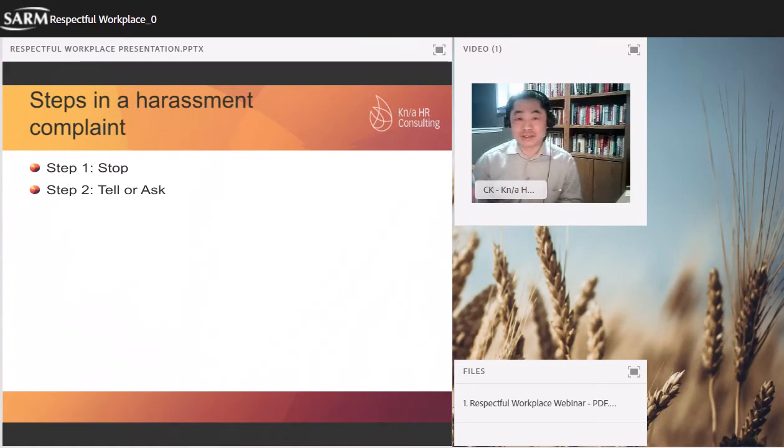The second step here is tell or ask. Typically your policy is going to tell you who to tell, who you should approach if something happens. And the person who is receiving that information should be neutral and empathetic, because there are always two sides to everything. Get the facts and don't let emotions get in the way. And address the situation, whatever it may be, because it may not even be related to harassment.